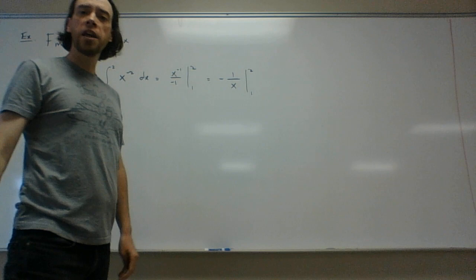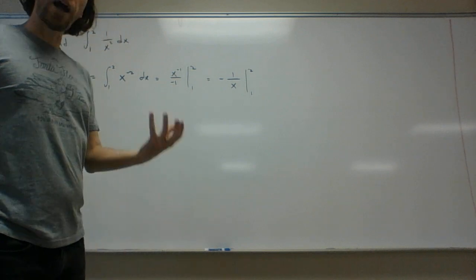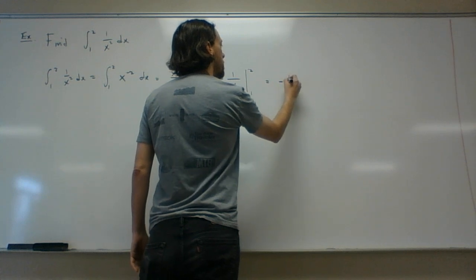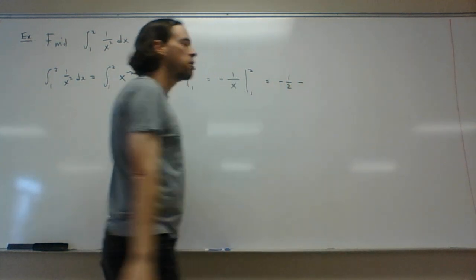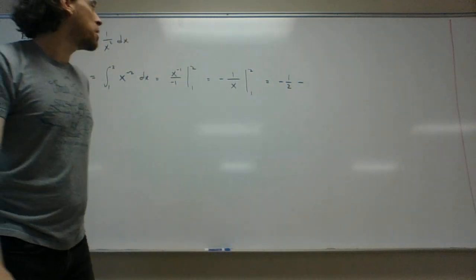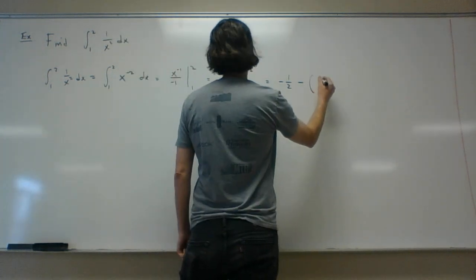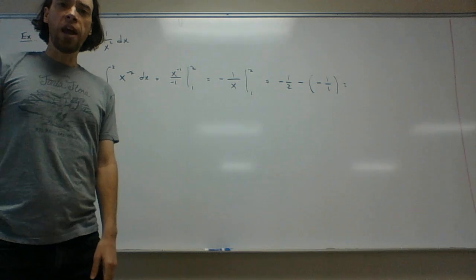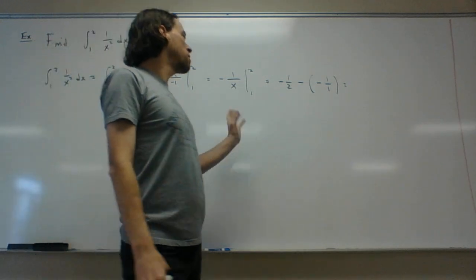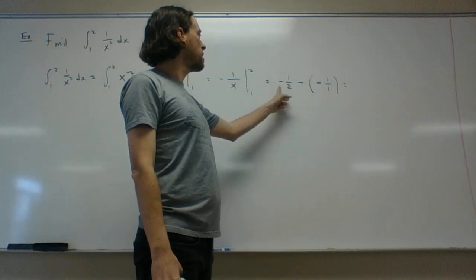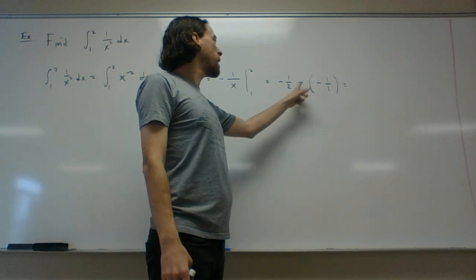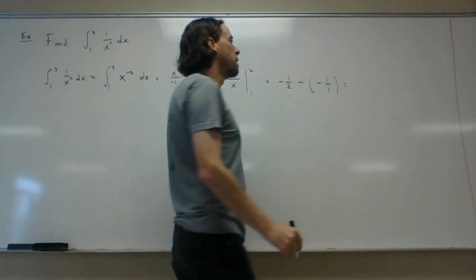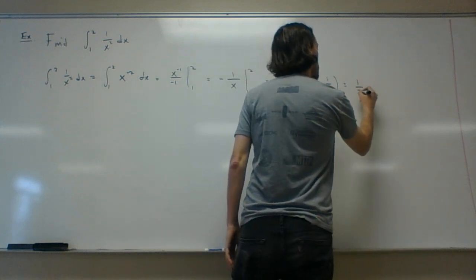And we would still plug in our 2, plug in our 1, and subtract. And so let's go ahead and do that. We plug in the 2, we get negative 1/2. We subtract what we get when we plug in the 1. That's a negative 1 over 1. And so now we've just got a little bit of arithmetic to do. Of course, this just simplifies to negative 1/2 minus negative 1, which would be negative 1/2 plus 1, which is just positive 1/2.